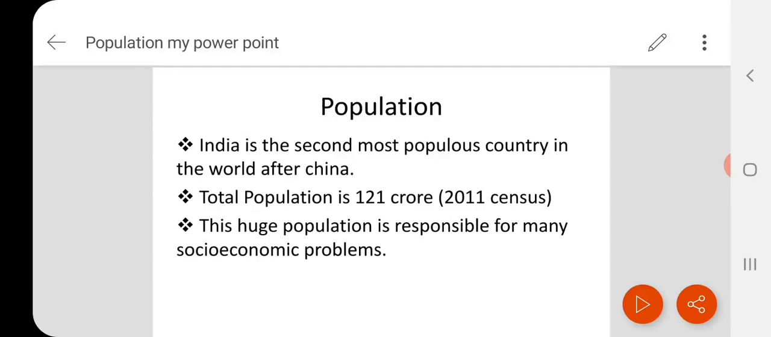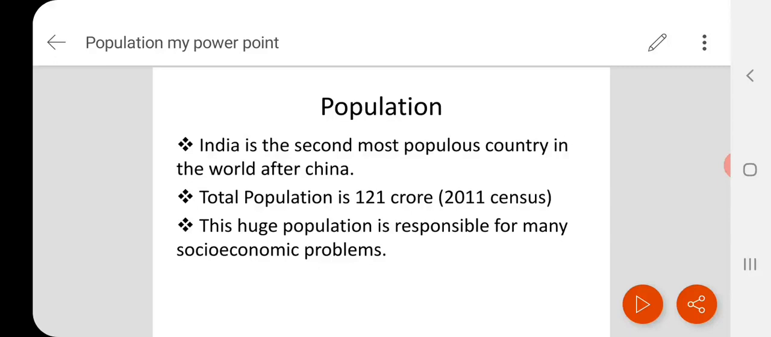In the book named Fundamentals of Human Geography, we already read that China is the most populated country in the world, and India is the second most populated country in the world after China. The total population of India is 121 crore according to the census 2011. This huge population is responsible for many socio-economic and also political problems.